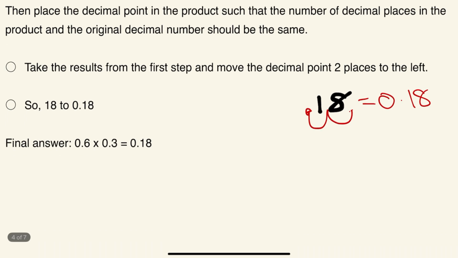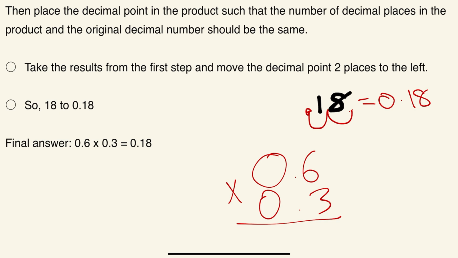Now, I would recommend these steps. However, there is an easier way, which is lining them up. So 0.6 times 0.3, right? Basically, what you do is kind of the same thing. It's actually the same thing. It will get you the same answer. But it's just lining them up. You have to make sure that the decimal points are lined up straight. They have to be over each other.